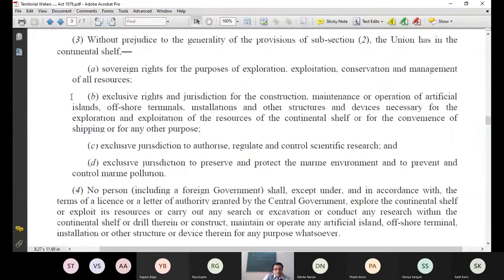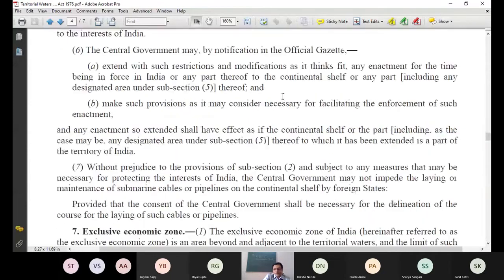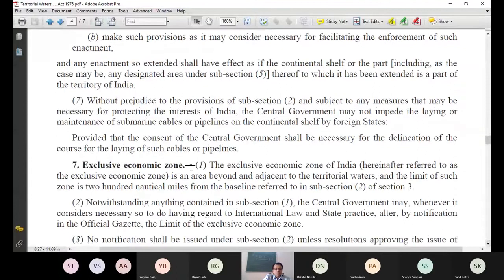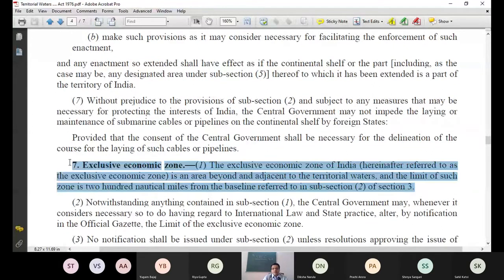And similarly, section 7 deals with what? Exclusive economic zone, subsection 1. Exclusive economic zone of India, hereinafter referred to as the exclusive economic zone, is an area beyond and adjacent to the territorial waters. The limit of such zone is 200 nautical miles from baseline referred to in subsection 2 of section 3. This is one thing.